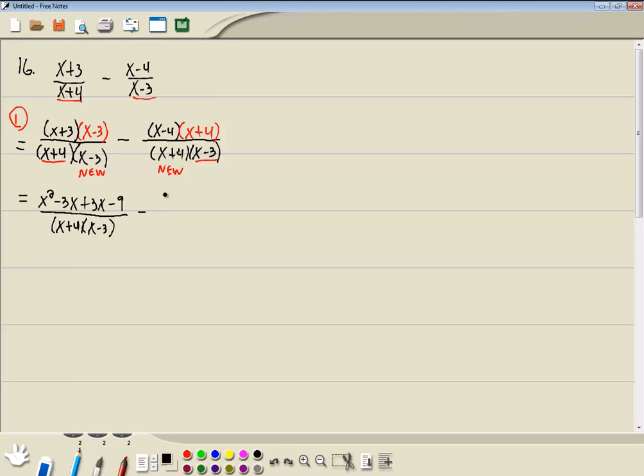Minus x times x is x squared. X times 4 is 4x. Negative 4 times x is negative 4x. Negative 4 times 4 is negative 16 over our denominator. Now negative 3x plus 3x cancels. So we got x squared minus 9 over our denominator. Minus 4x minus 4x cancels. So we got x squared minus 16 over our denominator.